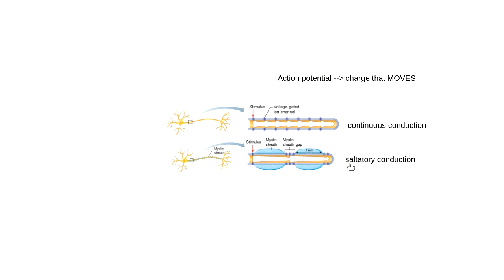When I do saltatory conduction, I have a myelin sheath. I have a fatty layer that wraps around my axon, and that fatty layer does two things for me. The first thing it does is make sure that all of these spaces here on my axon have no ions leaking. If you remember those leakage channels that we talked about, the leakage channels are constantly open. They're constantly dripping out sodium and potassium.